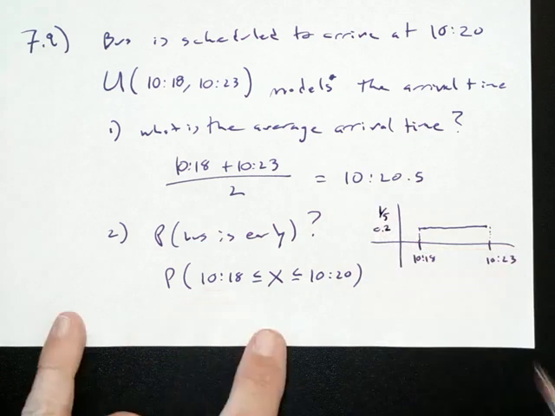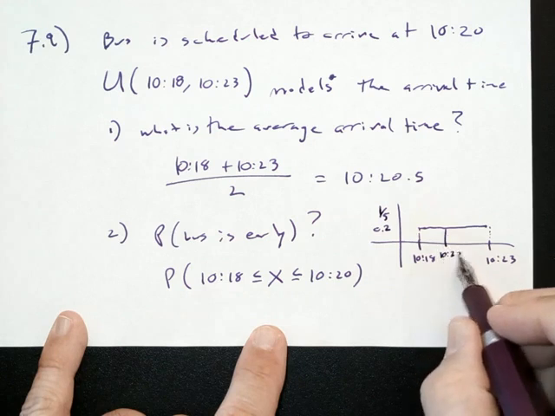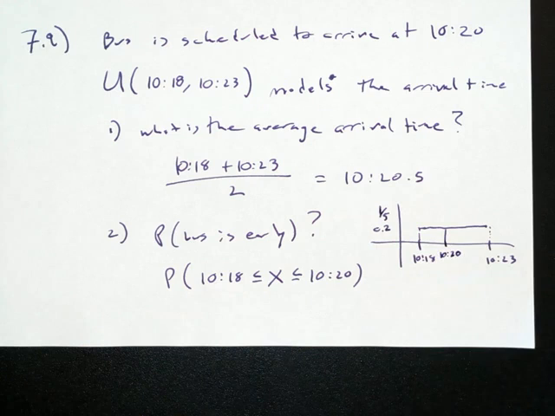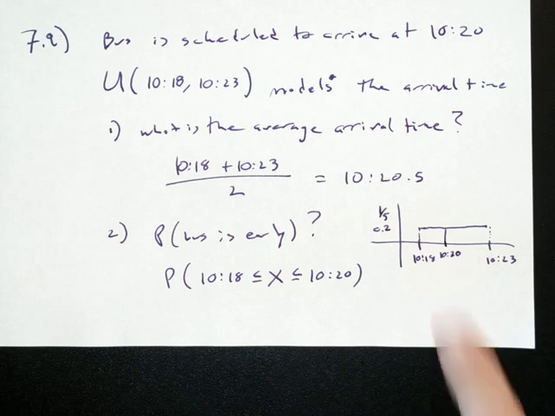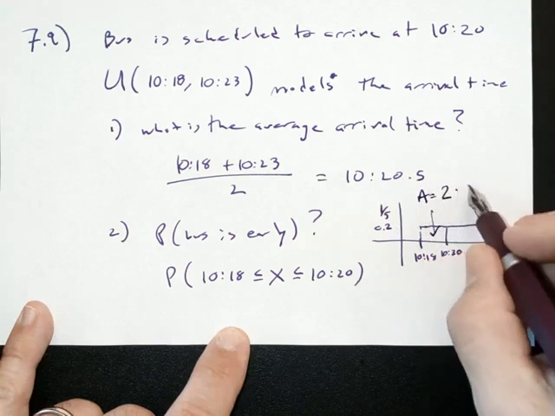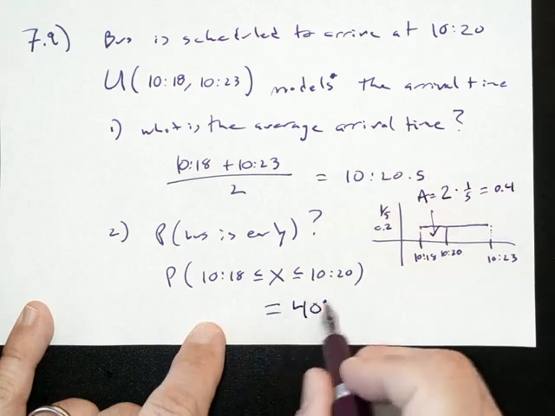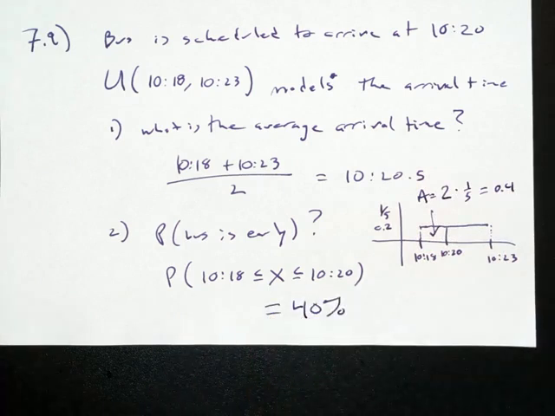But now I'm asking you, what's the chance it's between 10:18 and 10:20? How wide is that window? That's only 2 minutes, right? So the area inside this box is 2 times 1/5 or 0.4. The chance is 40%. Is that including 10:20? Yes, it's up to and equals, right?